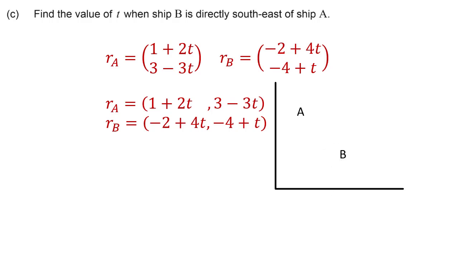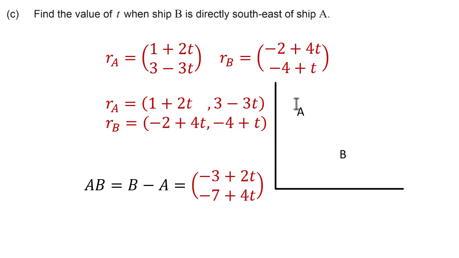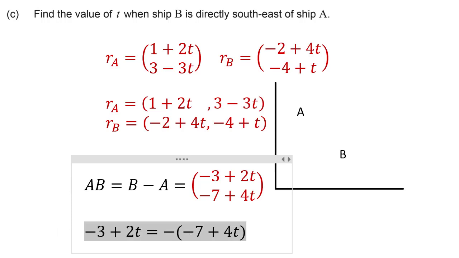Everybody should know how to do this. So AB is B minus A. And so I simply subtract them. I've done that. I've written it as a vector because I'm thinking this is a vector, A pointing at B. And the question says that this is a southeast direction. What does southeast mean? Well, it means that you're going 1 across 1 down, 1 across 1 down. In other words, this x-coordinate must be the negative of the y-coordinate. And so I get that and I solve that to find t. Very difficult last part.